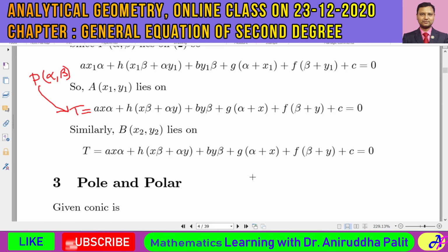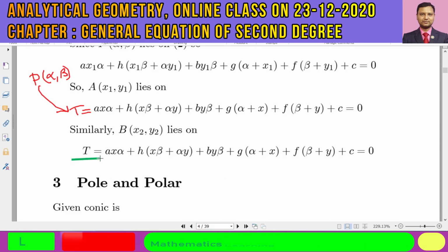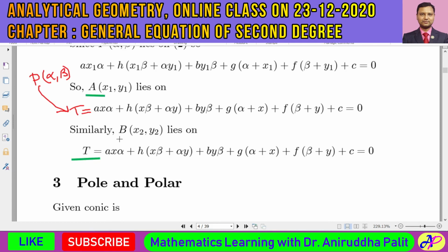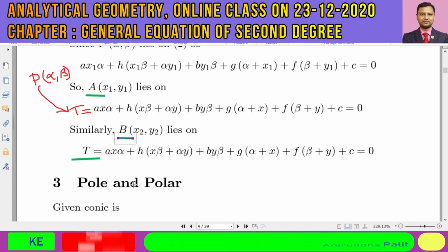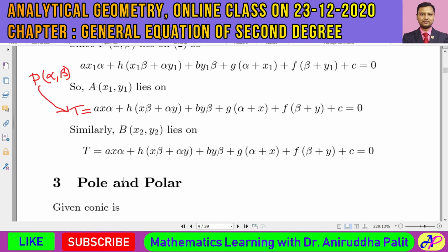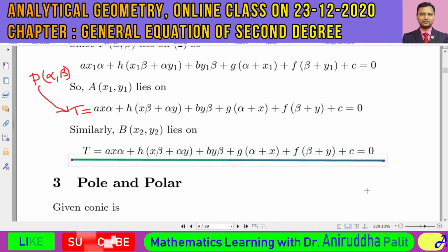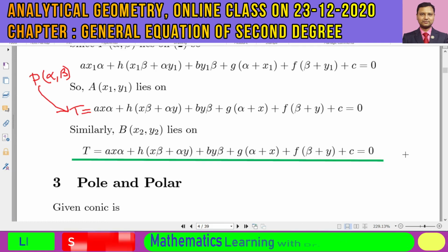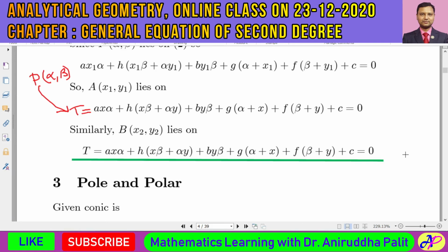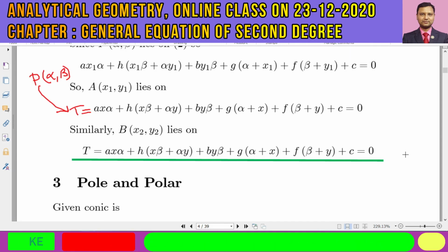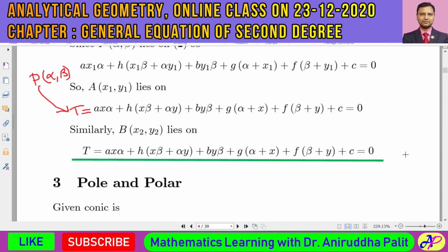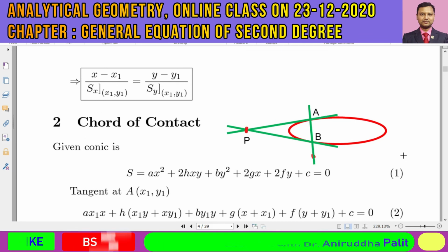This is the equation through the points A comma B. Through two different points A comma B, only a single straight line can be drawn, and this is the straight line through the points capital A and capital B. Therefore, we can say that the equation of the straight line AB is T is equal to 0. So the chord of contact of the tangents drawn from the point capital P alpha comma beta is the equation T is equal to 0.